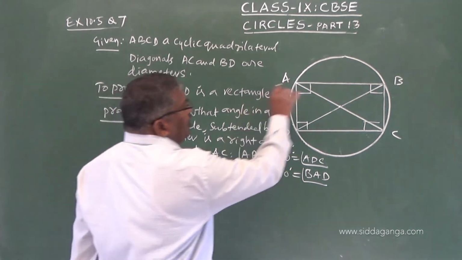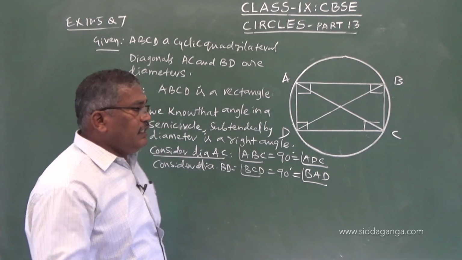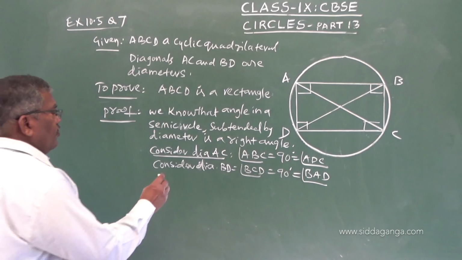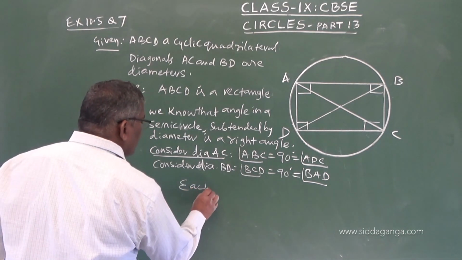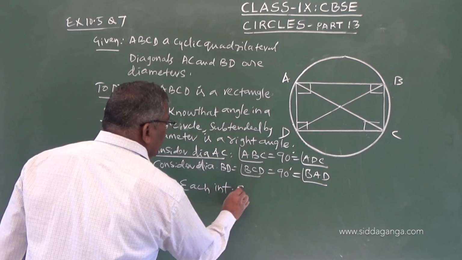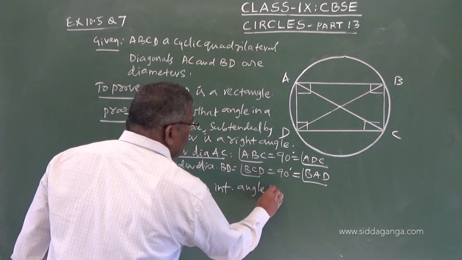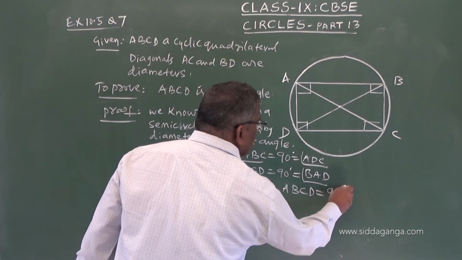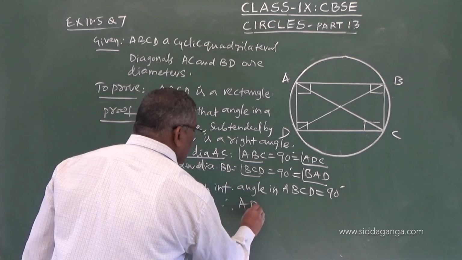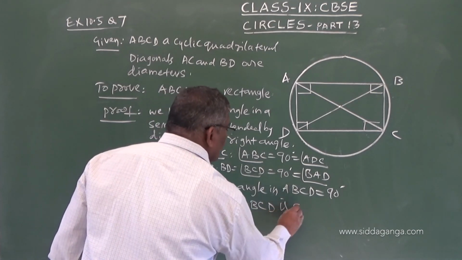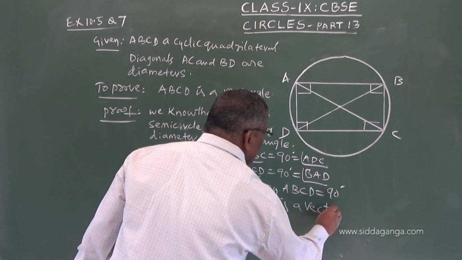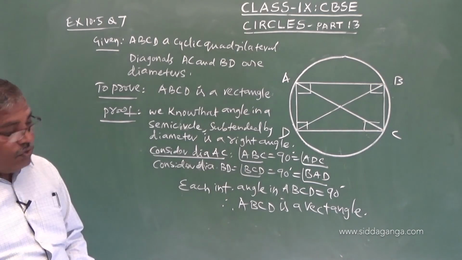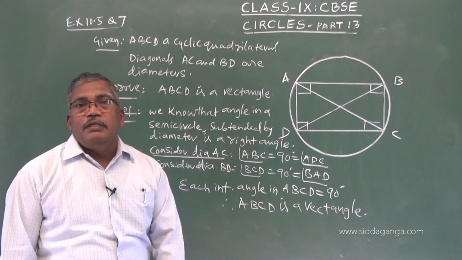See, when in a quadrilateral all the angles are 90 degree, we can straight away say each interior angle in ABCD equals 90 degree, therefore ABCD is a rectangle. That's all. So this completes question number 7.